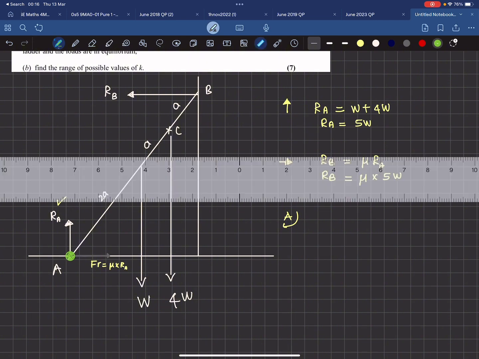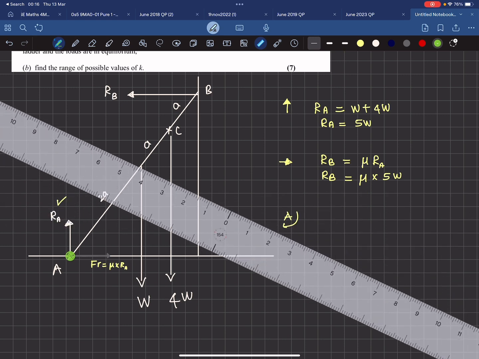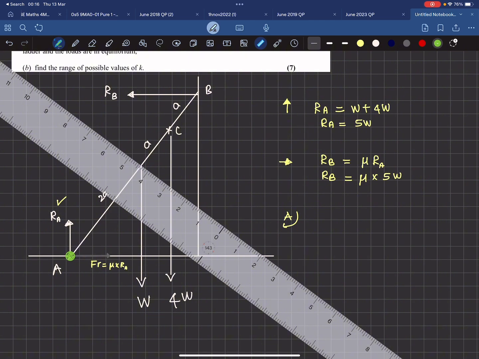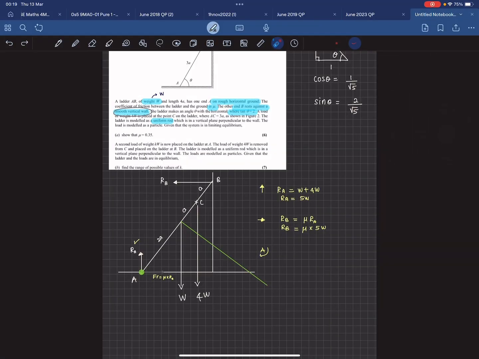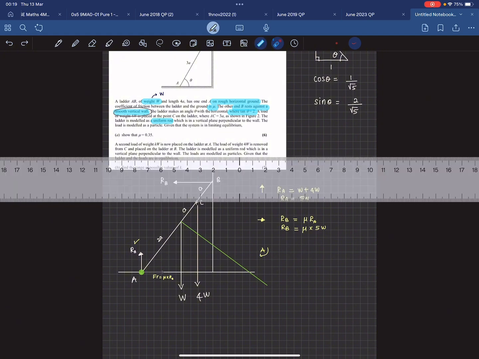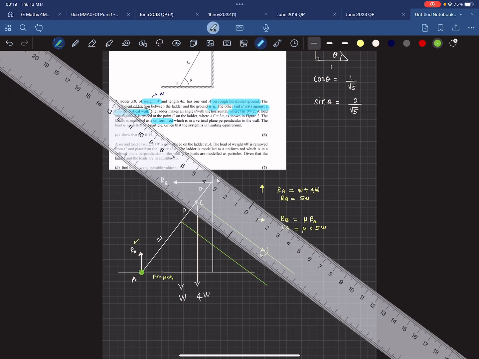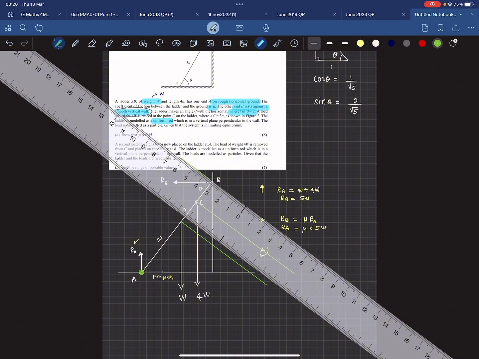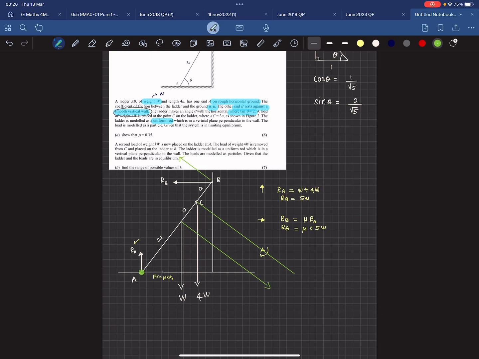When I say perpendicular to the rod, you have to bring this W to this line. And then you have to bring this 4W to this line. And then I want to bring the RB as well to this line so that everything is perpendicular to the rod. Now there's a problem.